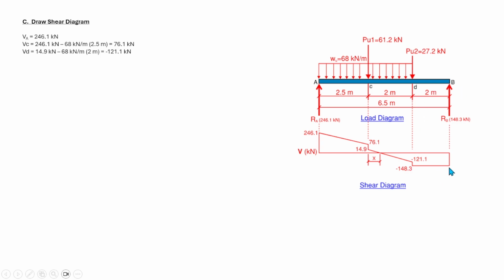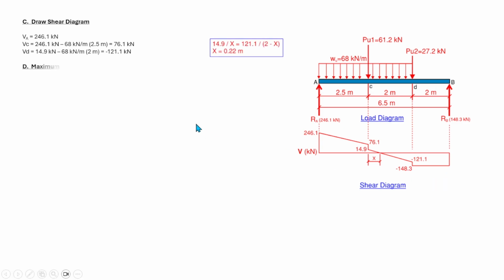But at point B, we have a positive reaction equal to 148.3, so minus 148.3 plus 148.3 is equal to 0, and it has to be equal to 0, meaning the system is in equilibrium. Alright, we are done with the shear diagram.